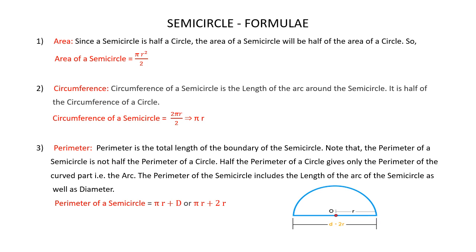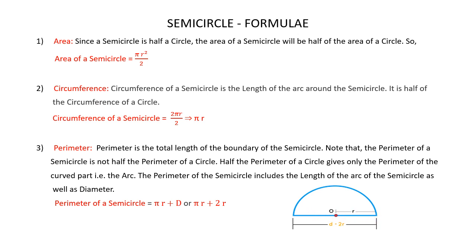Look at this diagram of a semicircle. Now as you can see here, the perimeter of this semicircle is the total length of the boundary of the semicircle. As you can see here, the perimeter of the semicircle includes the length of the arc of the semicircle as well as the diameter.